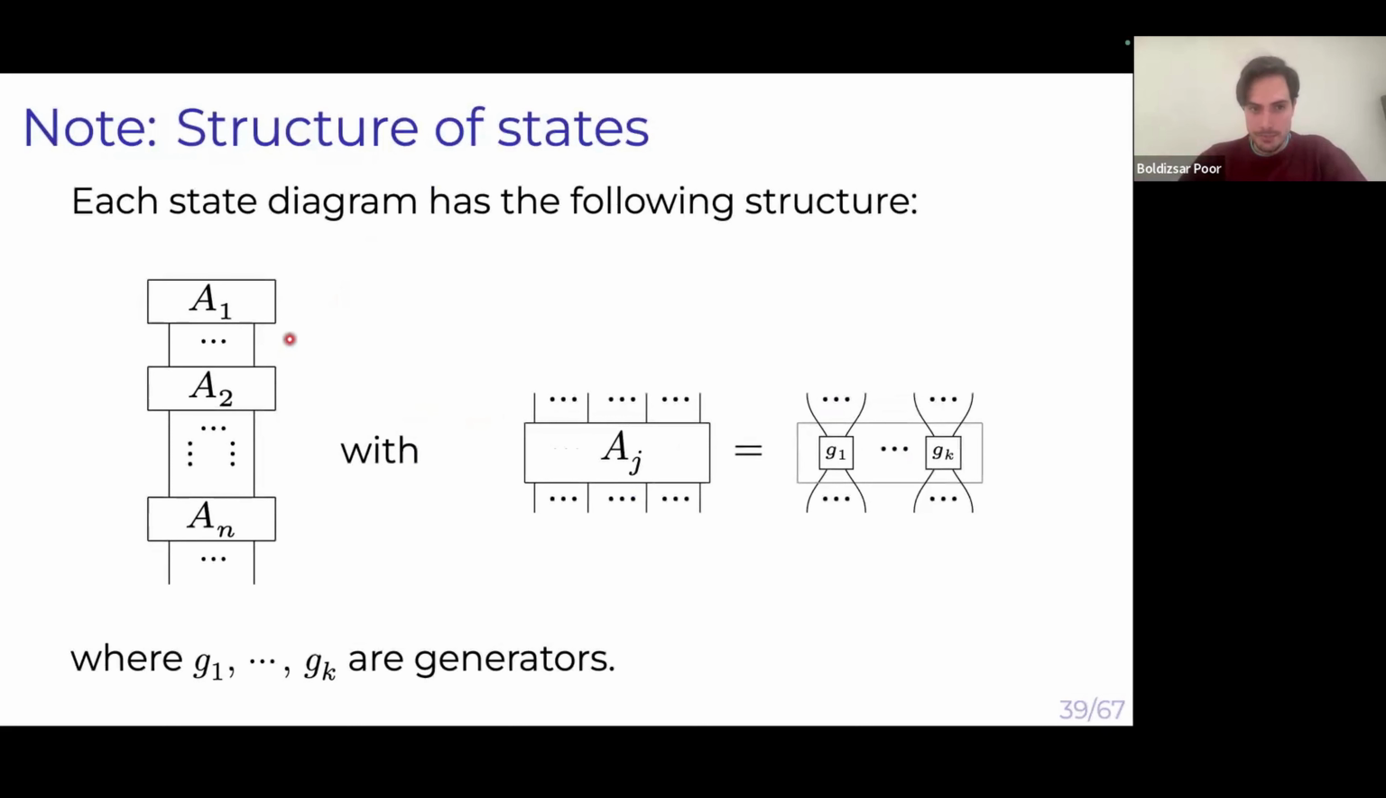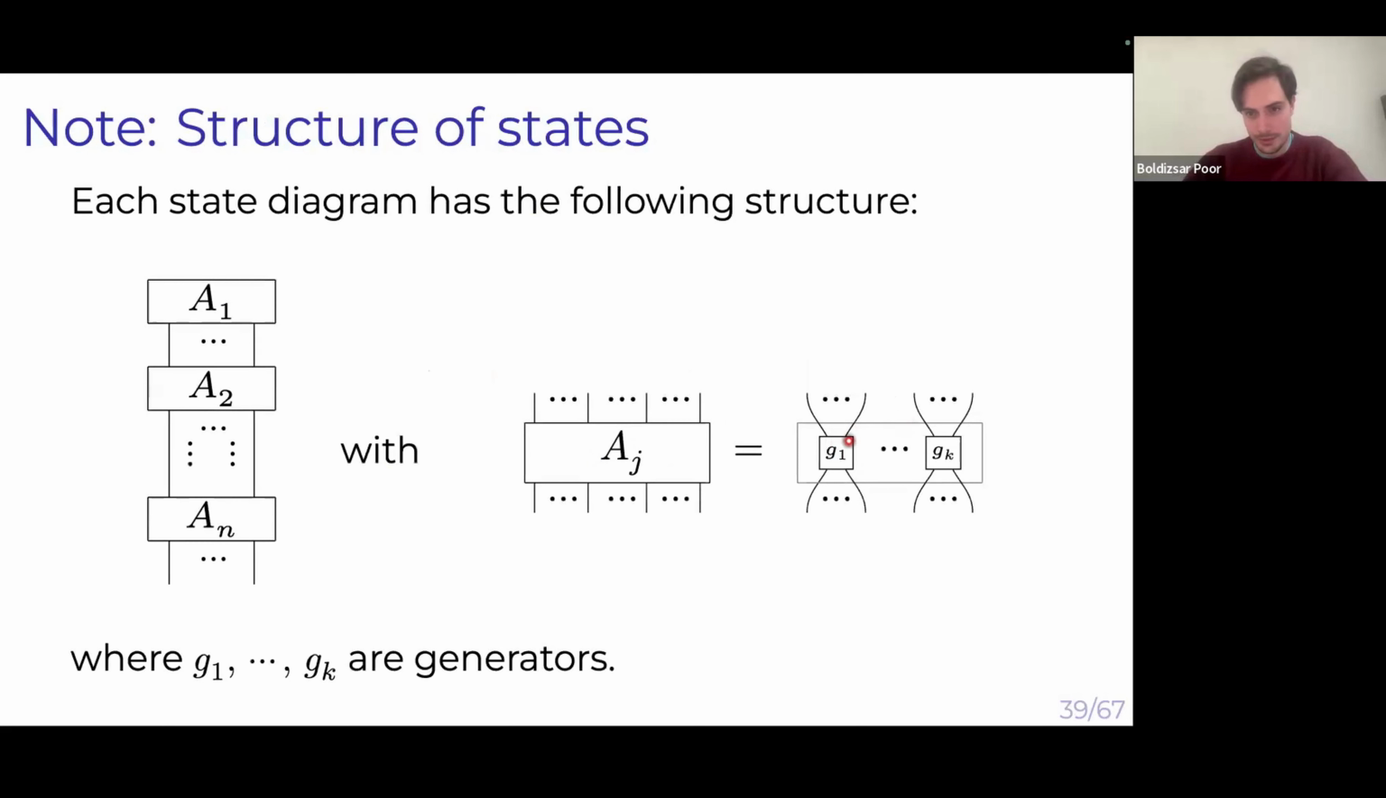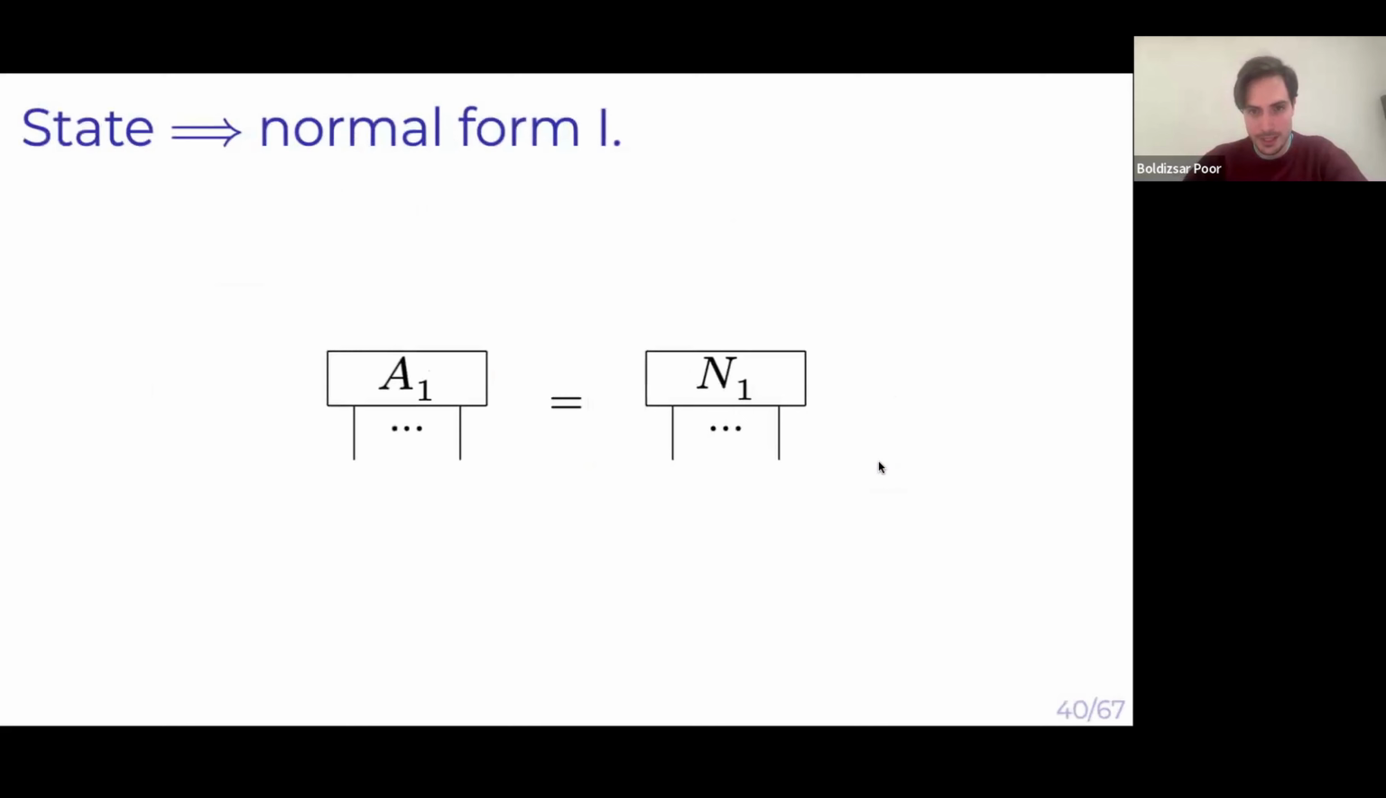So any diagram can be decomposed into several layers of these A1, A2, and so on, where each layer is just the parallel composition of generators. So this is how we will be working. And then what we do is we turn the first layer into its normal form. So what do we have to do? We only have to show that each of the generators can be turned into a normal form.